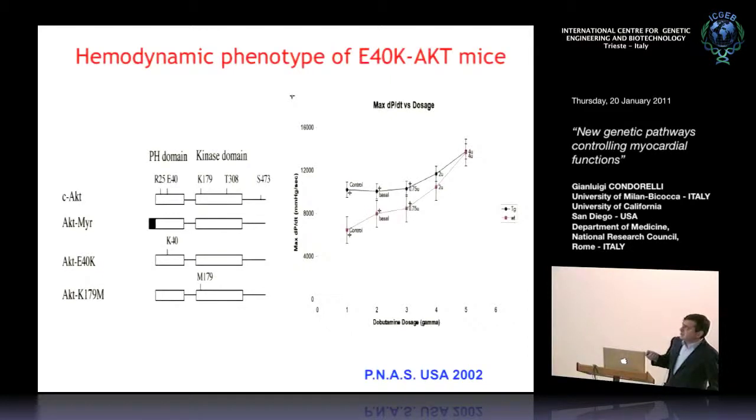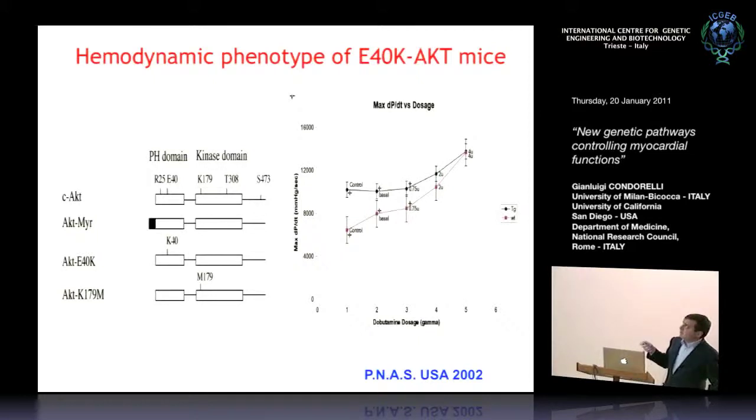We constructed some transgenic mice. In particular, the AKT kinase is made of two main moieties. One is the pleckstrin homology domain that binds to the membrane, and the other one is the kinase. So we used the modified, say, active form of AKT, which has the pleckstrin homology domain mutated in a way that binds always to the membrane.